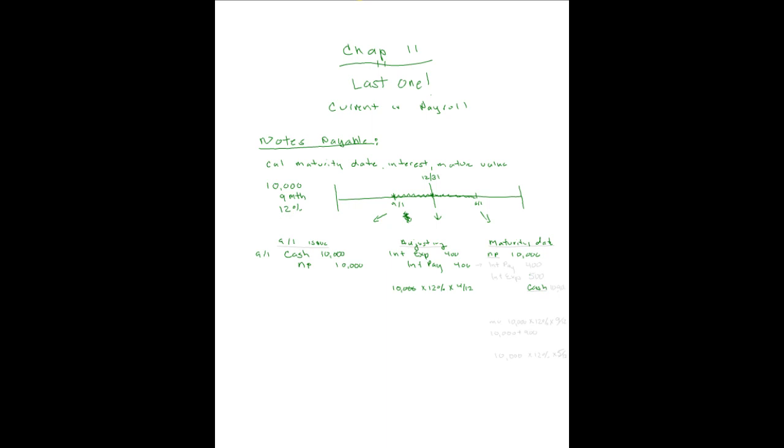Well, let's do a maturity value calculation. $10,000, 12%, 9 months equals $900. So maturity value is the 10,000 plus 900. 10,000 principal, 900 interest. The cash will be $10,900. We have two of our answers. Notes payable will be debited for $10,000 and the cash will be credited for $10,900.